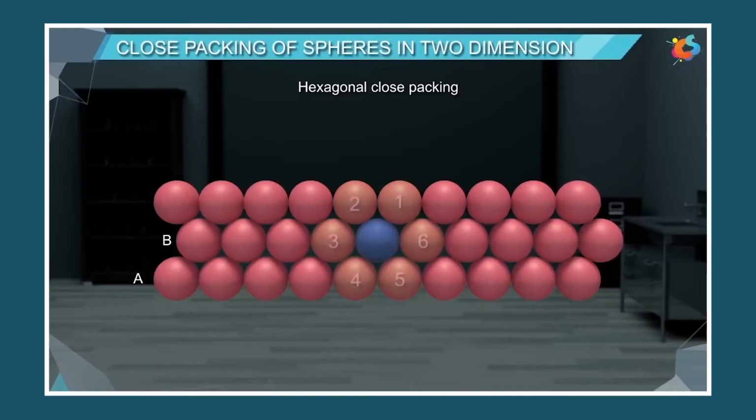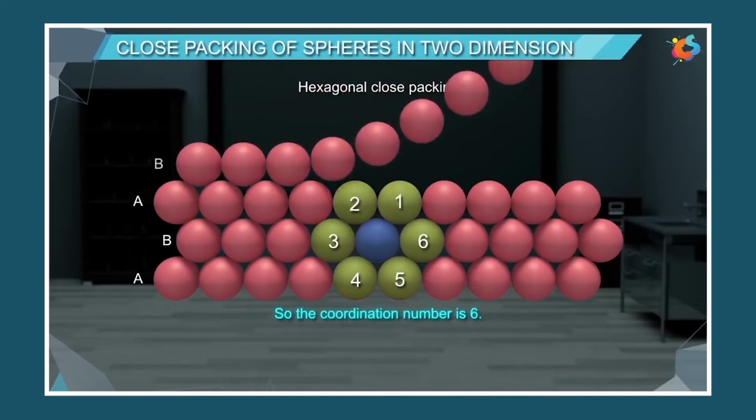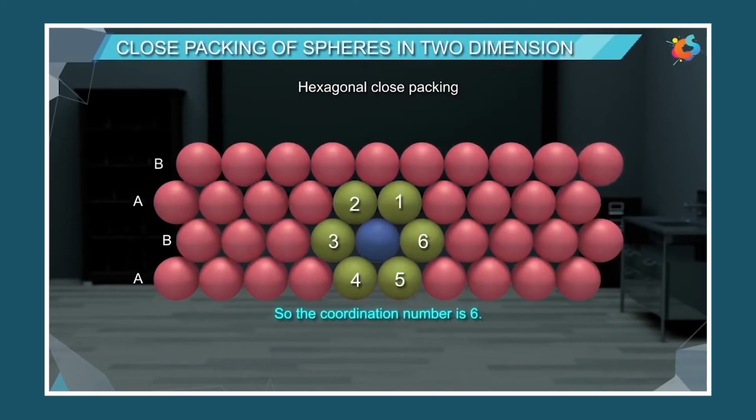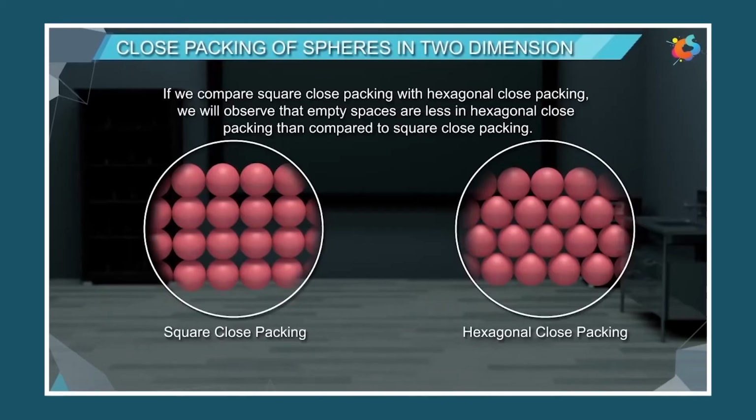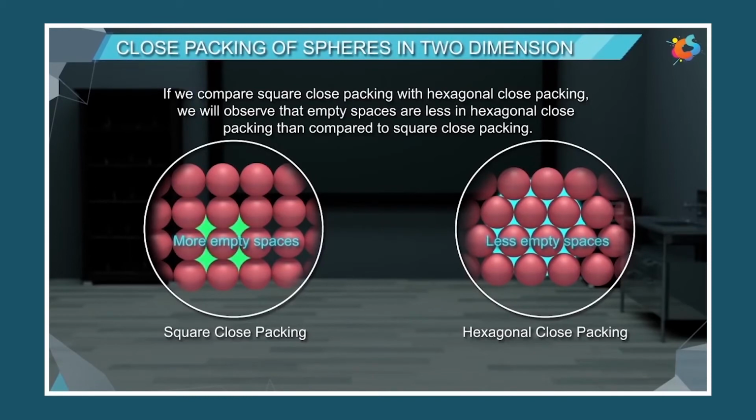In this arrangement, there is less free space and this packing is more efficient than the square close packing. Each sphere is in contact with 6 of its neighbors and the two-dimensional coordination number is 6. The centers of these 6 spheres are at the corners of a regular hexagon. Hence, this packing is called two-dimensional hexagonal close packing. If we compare square close packing with hexagonal close packing, we will observe that the empty spaces are less in hexagonal close packing than compared to the square close packing.